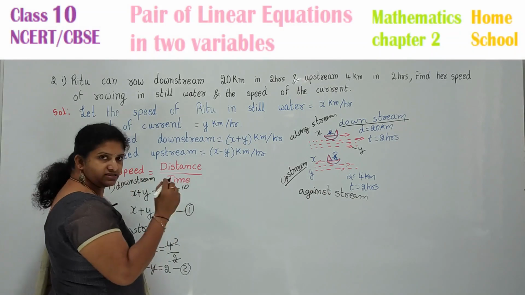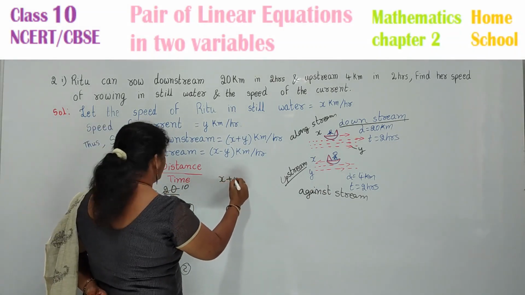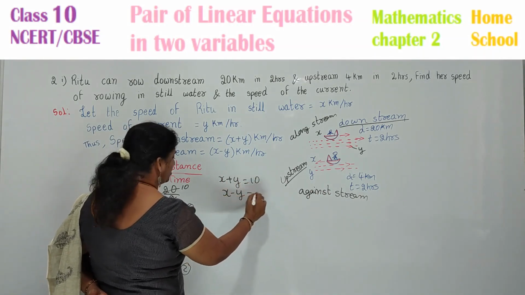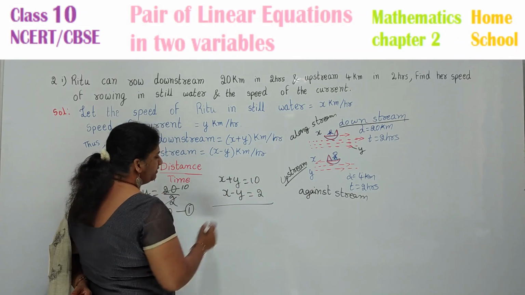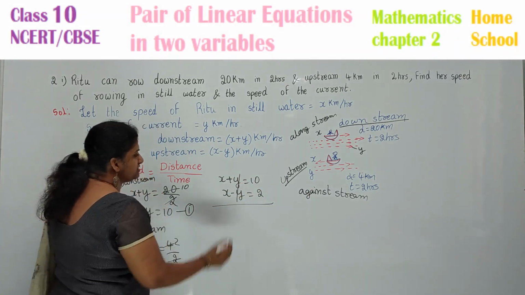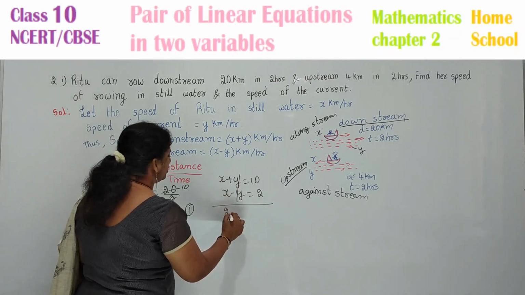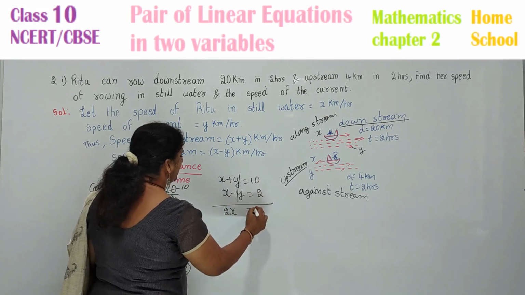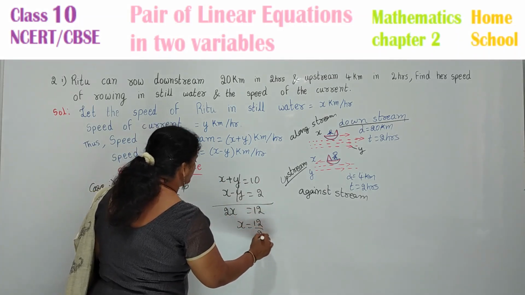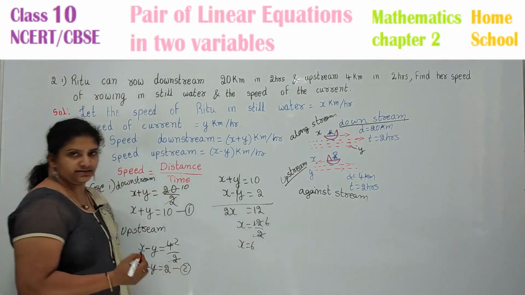Now these two cases we are going to solve. Which method? Yeah. x plus y is equal to 10, x minus y is equal to 2. Right? You have opposite signs here, so you can add these two equations. Plus y minus y will be cancelled. x plus x is equal to 2x, that equals 10 plus 2, 12. x is equal to 12 by 2. It will be 6. x is equal to 6.